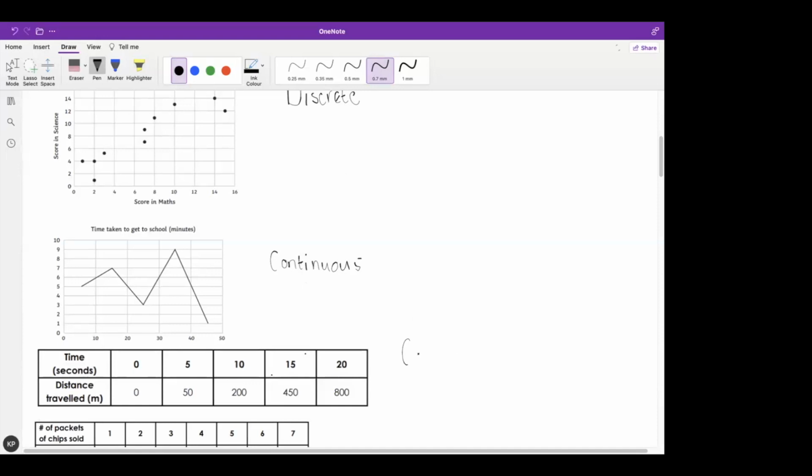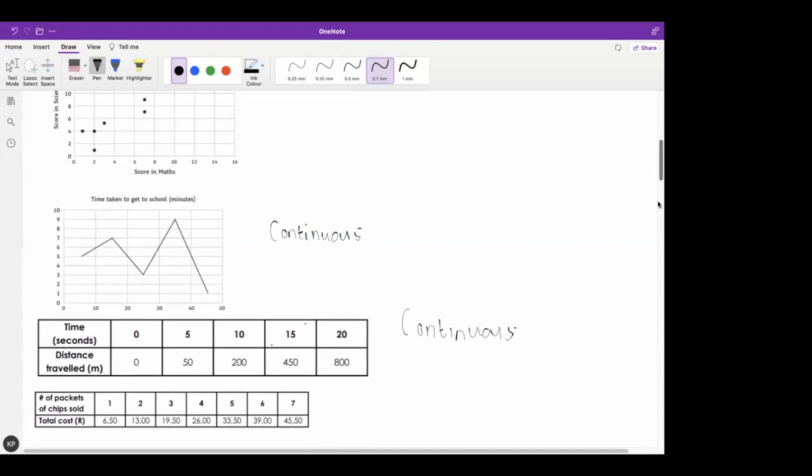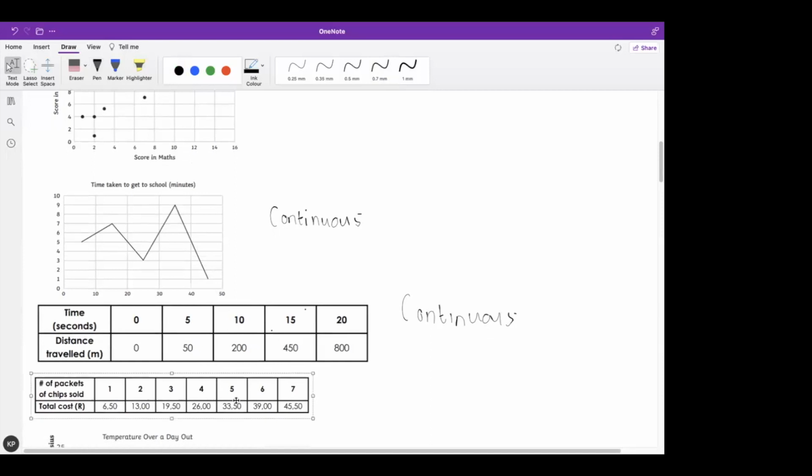So this is continuous data, continuous, wonderful. Next table, I love tables today, hey? Except I don't like making them big enough for us to see. I don't know what's going on. Next table says the number of chips sold and how much those chips cost. Ooh. So we're talking about the cost of chips here. Let's think carefully.